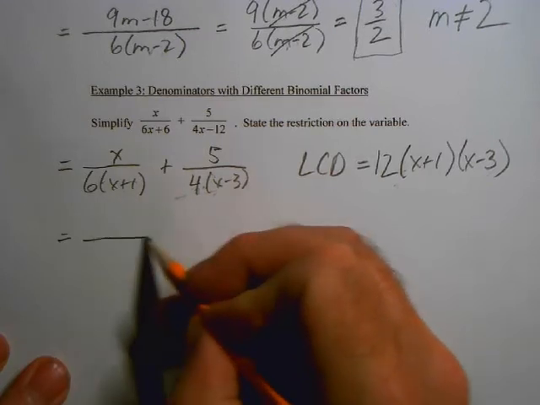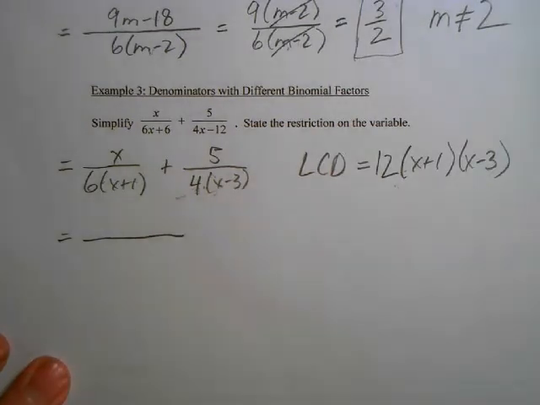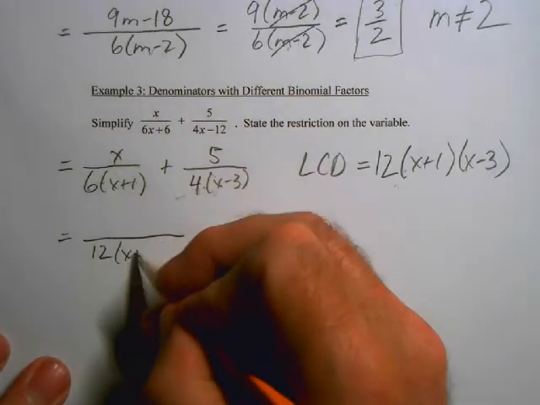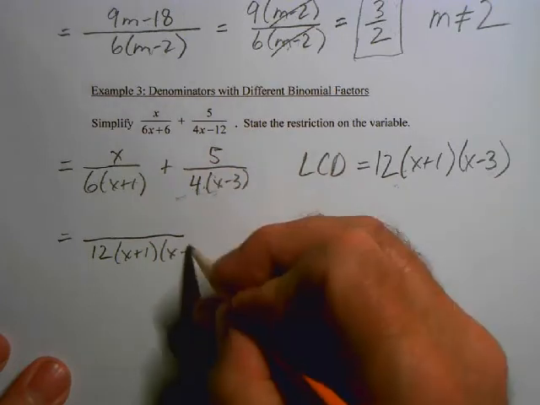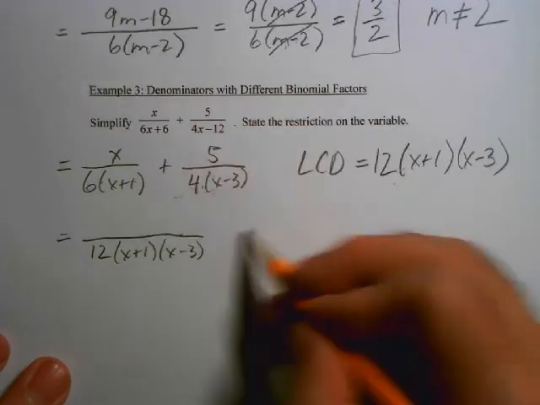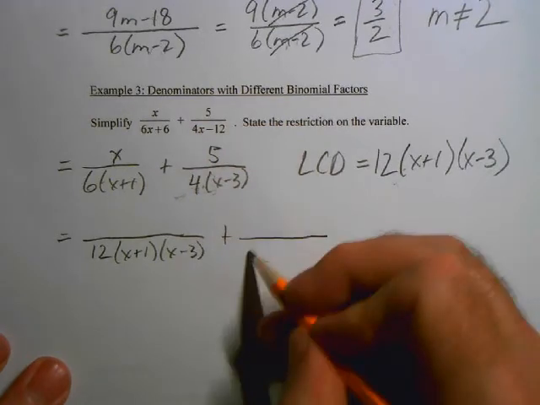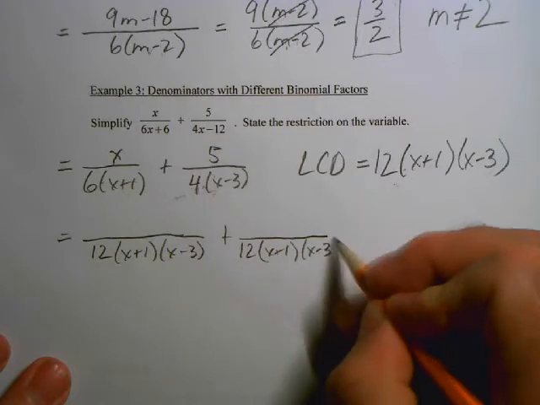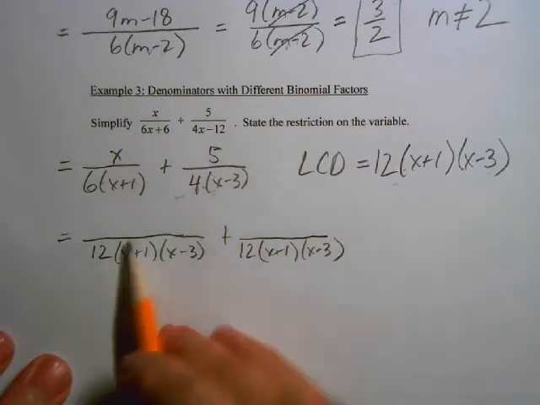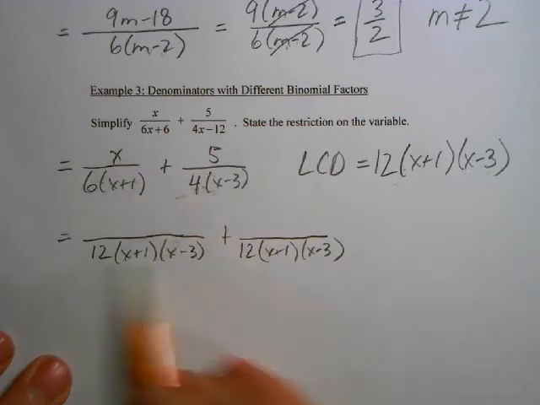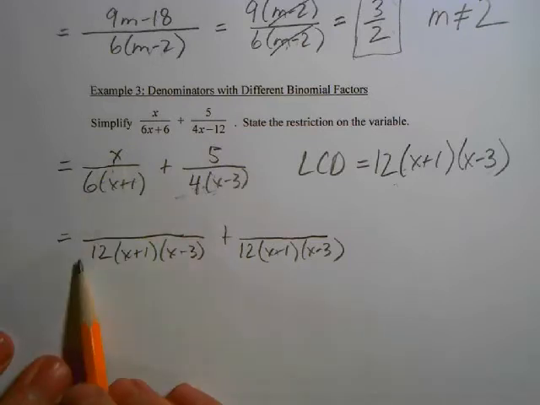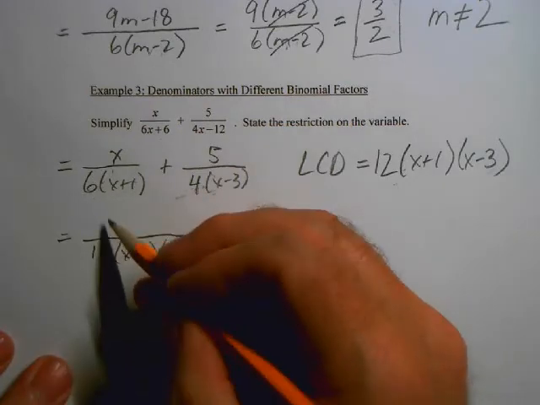So just like usual, on the bottom of each expression in the denominator, I'm going to have 12 times x plus 1 times x minus 3, plus between 12 times x plus 1 times x minus 3. Okay, now what do we have to do? I want equivalent expressions here. So if I started with this and I want to end up here, what do I have to multiply the top and bottom by? Well, I can see from the number part, I have to multiply by 2.